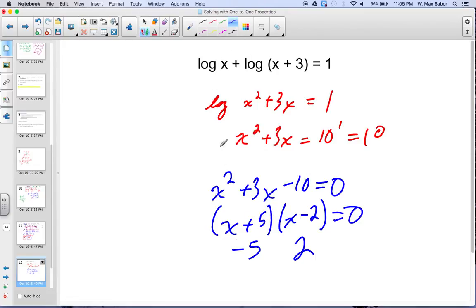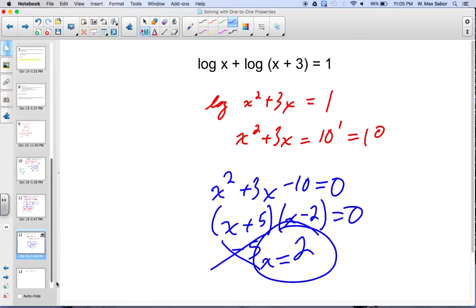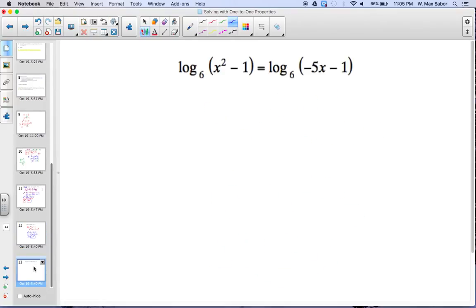Negative 5, can we substitute that in? No, we can only substitute in positive numbers. 2, log of 2, that works. Log of 2 plus 3, that works. And yeah, so x equals 2 is our only solution. Usually we just write it as x equals 2. We don't even bother saying the negative 5. But occasionally I might ask you, what is the extraneous solution that arises? Last one.